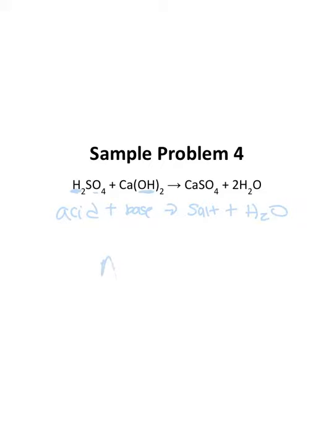So this would be an acid-base reaction. Remember, the hydrogen in the acid plus the hydroxide in the base is how you get water formed in your product. Then the calcium and the sulfate ions come together to form that ionic salt in your product. So this would be an example of an acid-base type of reaction.